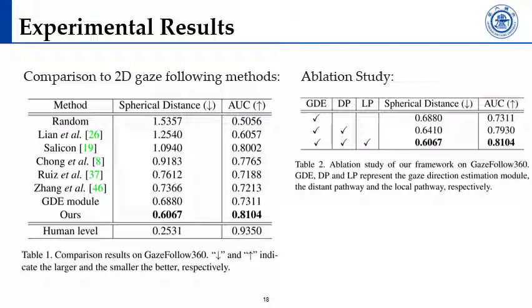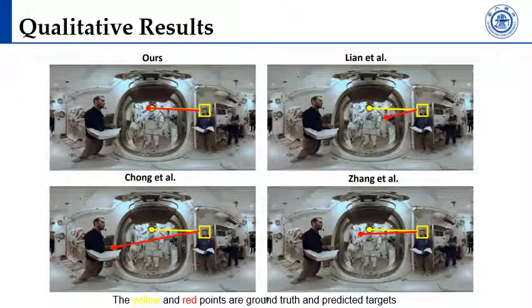We also do some ablation study to show the contribution of each component. Here DP is the distant pathway and LP is the local pathway. We show that both of the two have a positive contribution to the final result. Here are some qualitative results. Here we show that for long-range gaze behavior, our method can precisely predict the gaze target, but the 2D method fails to do this.